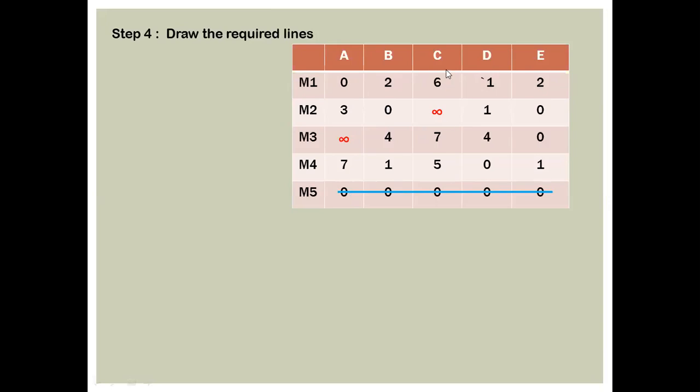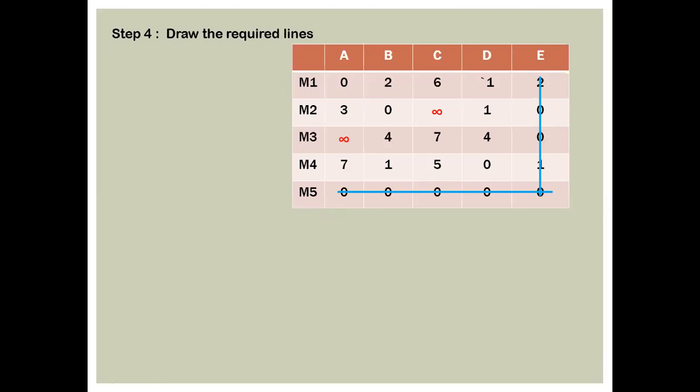C does not have any zeros left. D has got 1, 0. But in column E, you can find 2 zeros. So class, the line which we'll draw now will be on column E. Again, the columns are finished. Again, we'll move on to the rows.